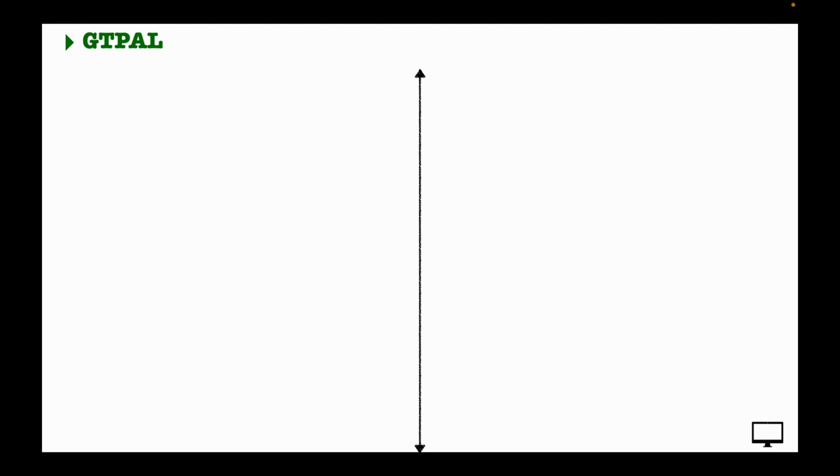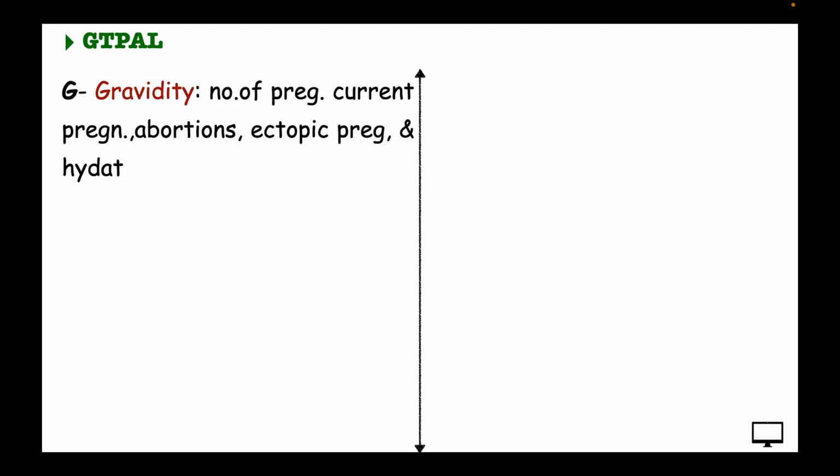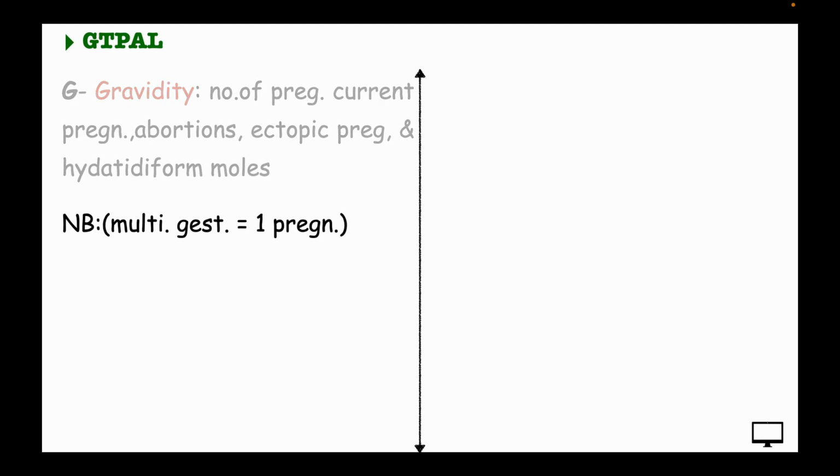And so when we look at the GTPAL, the G represents gravidity. That is the number of pregnancies the woman has had, including the current pregnancy, as well as the abortions, ectopic gestations, and other forms of pregnancies, including hydatidiform moles. Now, it is important for us to note that multiple gestation counts as one pregnancy, even though the woman may have two or more babies born from it. It's still counted as one pregnancy.